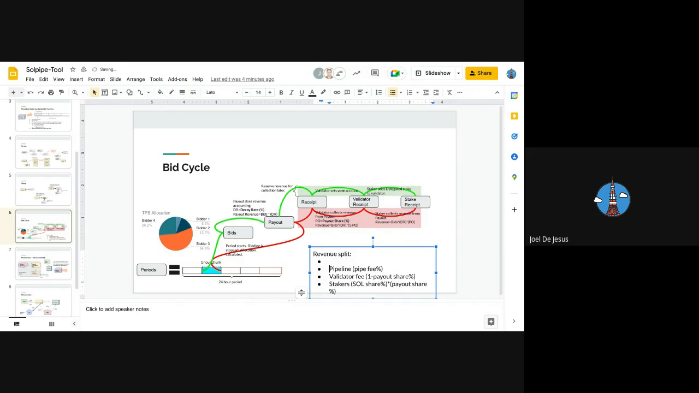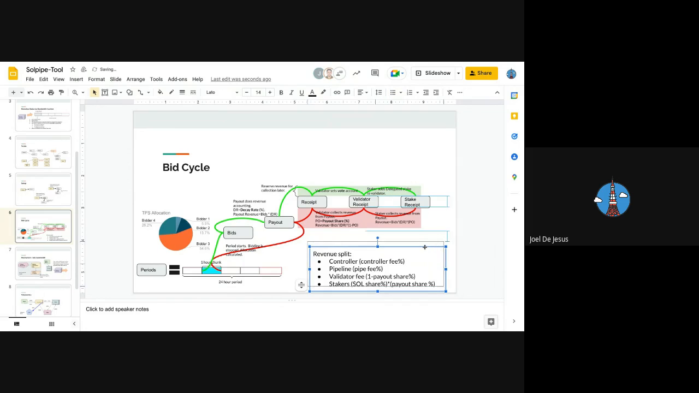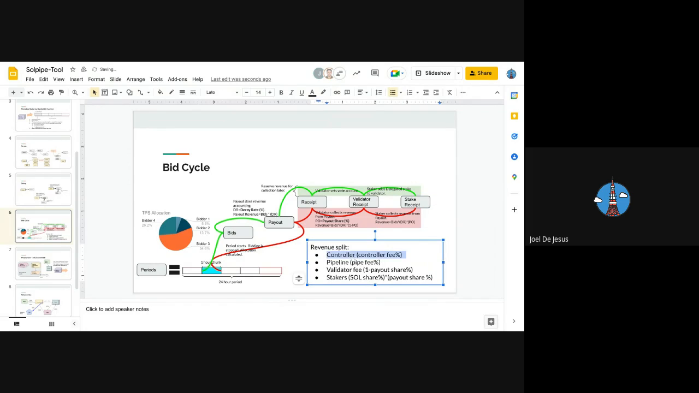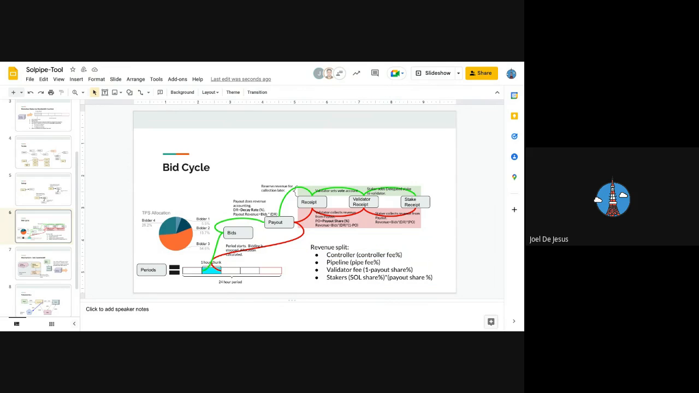Actually, there's one more person who gets a cut, and that's the controller. But the controller is basically the person who runs the contract, the Solana program on chain, which is basically us. We get the controller revenue. So, all right, does that make sense?